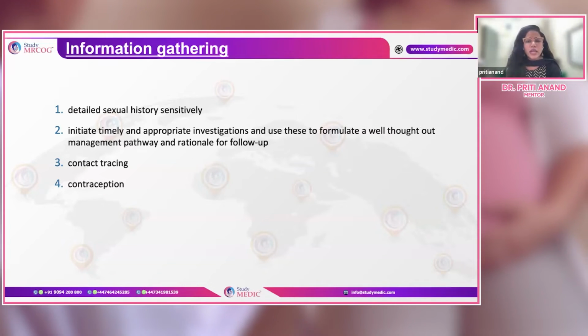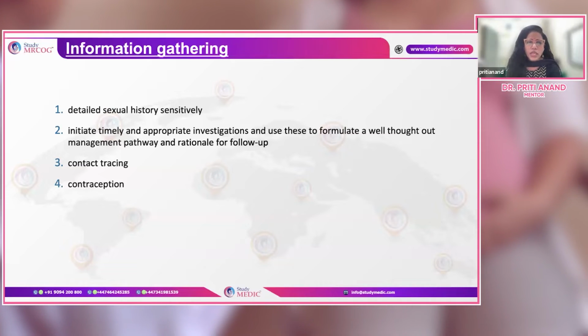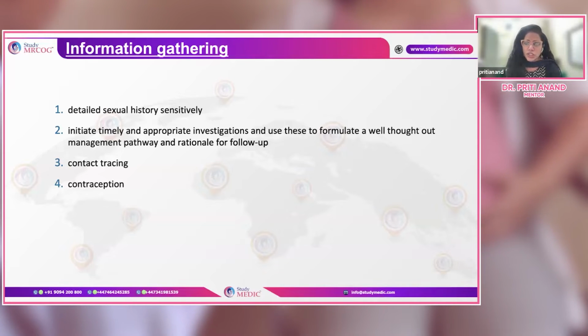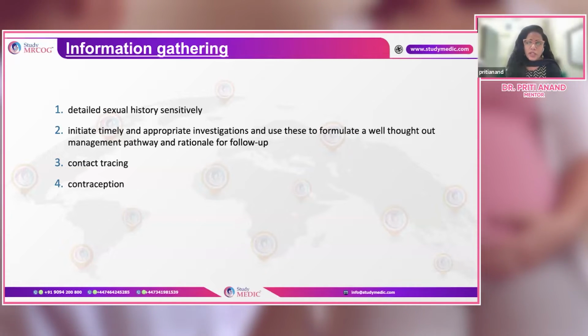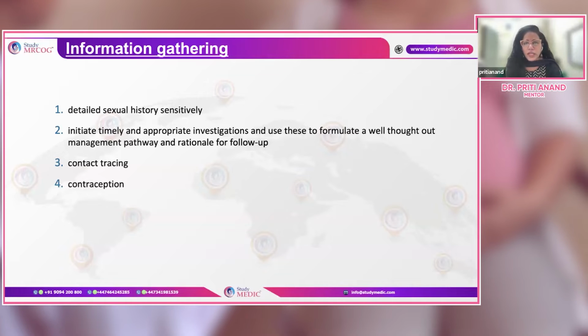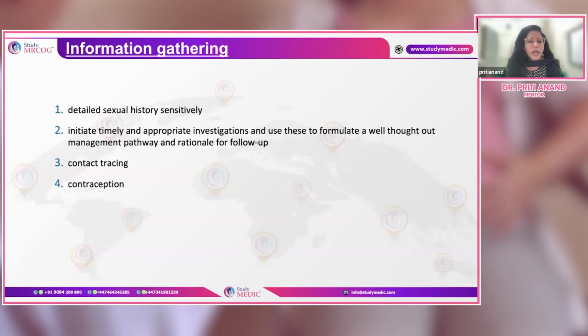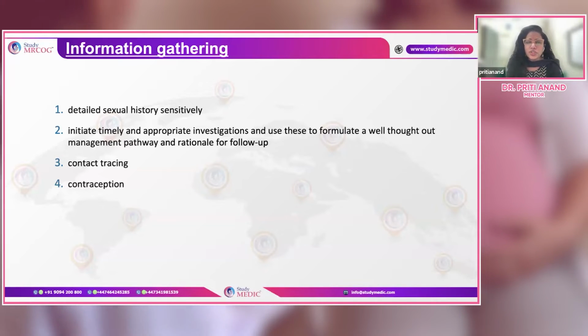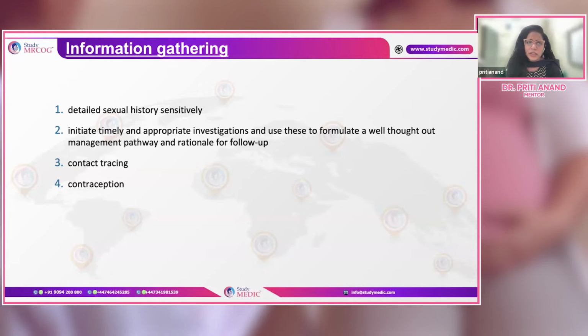With regard to information gathering, definitely you will be taking everything in detail about her presenting complaints, her obstetric history, her menstrual history, past medical and surgical history, any family history of concern, her personal history, her social history, her occupational history, any history related to allergies, blood group, reservations for blood, smears are very important, and sexual history. So everything is very important. A detailed sexual history should be asked in a very sensitive manner.